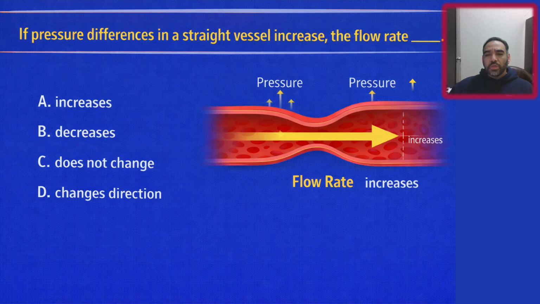And the last one, D, changes direction. So flow direction depends on which side has higher pressure. Increasing the pressure difference does not reverse direction. It just strengthens flow in the same direction. So blood flows from high to low pressure. If the high gets higher, it flows more strongly, but not backwards.